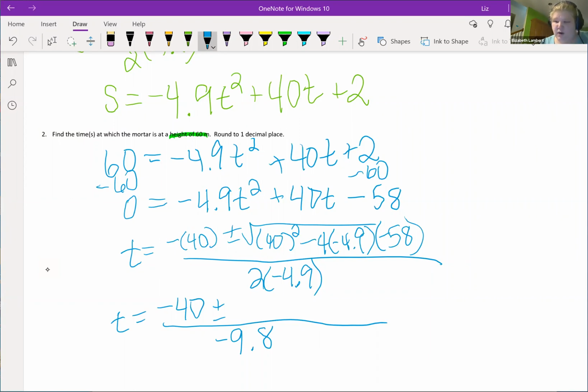I got a negative number, that's why I'm pausing. All right. 4 times 4.9 times 58 is 1136.8. Okay, my subtraction didn't work right. I'm using my phone. It doesn't always do order of operations correctly. So we get 463.2. That's the number under the square root.